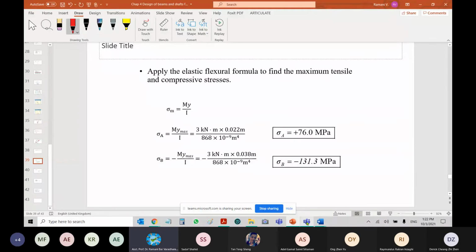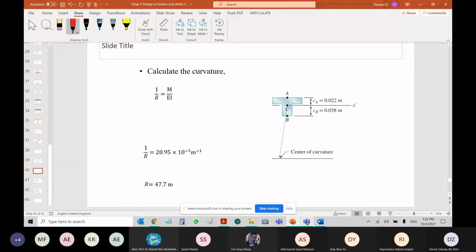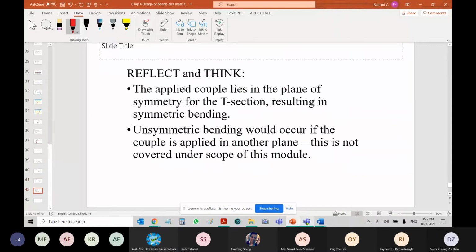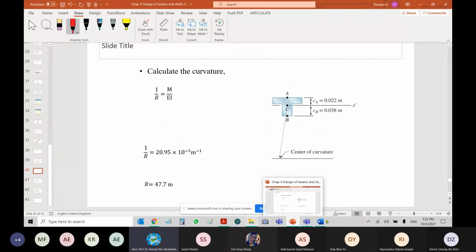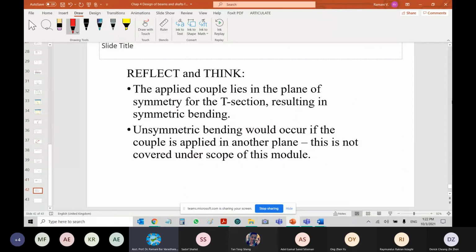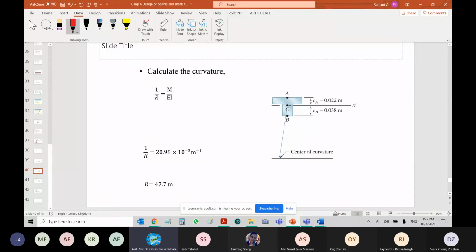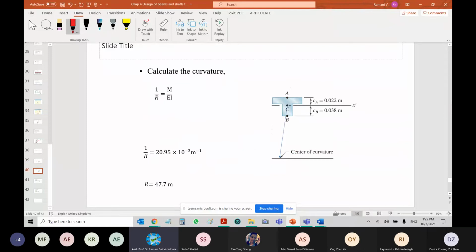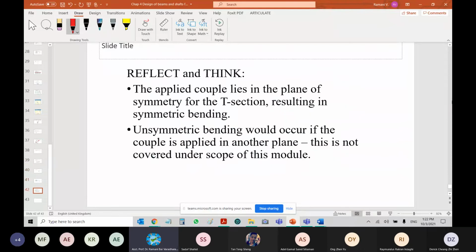Raymond, come on, give me the answer for R. Are you getting this answer? Yes, miss. Very good. Matter clear. Everyone follow this. Lastly, we got all the three answers. Number one is stresses: maximum tensile and compressive stresses, and then finally the R value, which is 47.7.